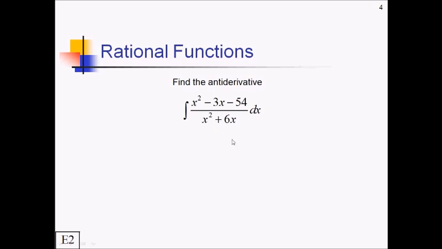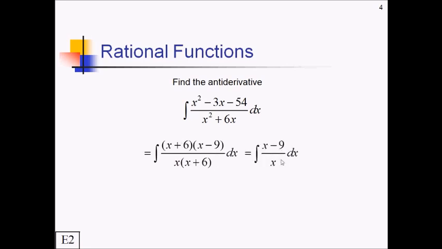Pause the video and see if you can figure out how to do this one without knowing any new special rules. Let's see what we came up with. So whenever you have a fraction, there's at least a possibility that you can cancel out some common factors. However, we won't know what those are until we actually factor this. So the top, we need things that multiply to negative 54, add up to negative 3. So that'll be x plus 6 and x minus 9. In the bottom, we can factor out an x, leaving x plus 6 inside. The x plus 6's cancel.